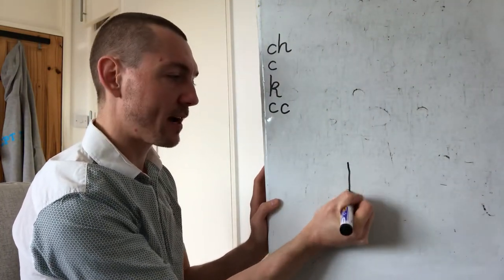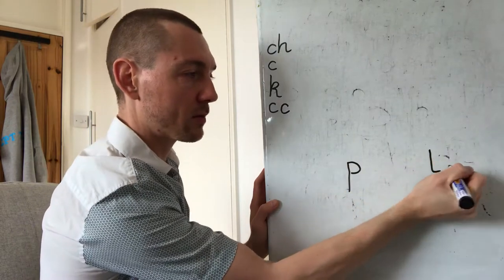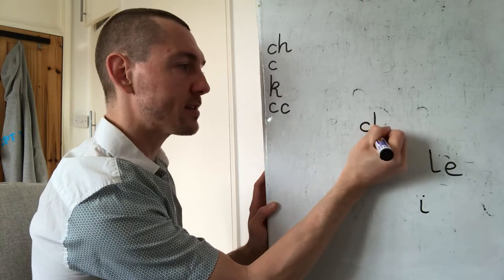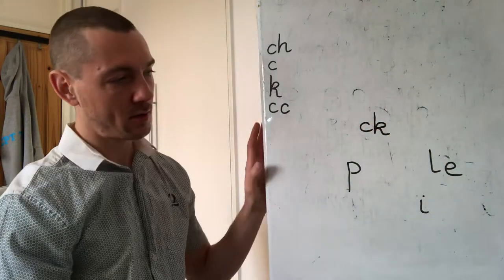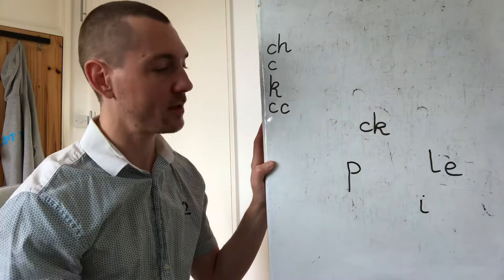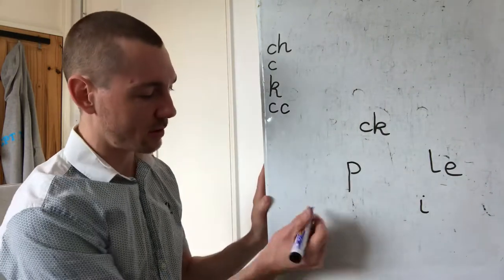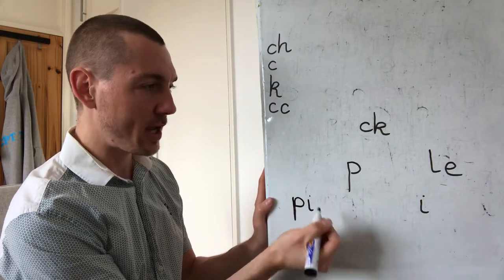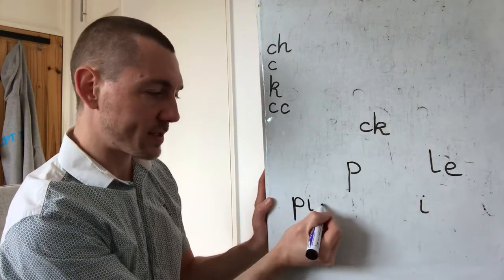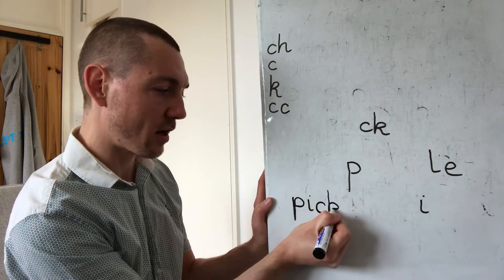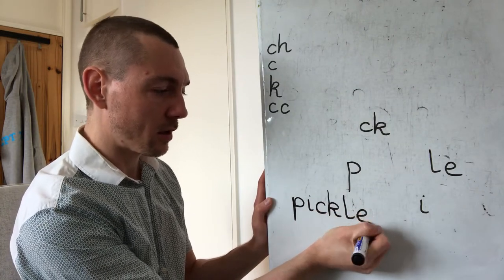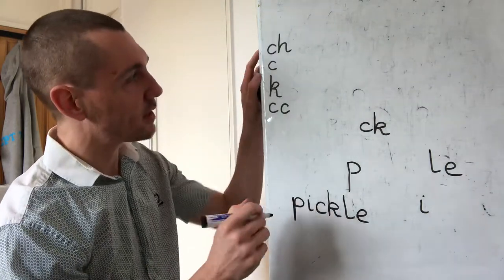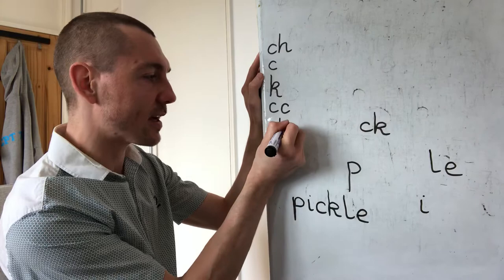Next one, let's have... I quite like to eat these for lunch at the moment. Word is pickle. Two syllables. Pickle. And we say p, i, k, with the ck spelling, well spotted. K, le. Pickle. Okay? And we've got the ck spelling to add to our list there.